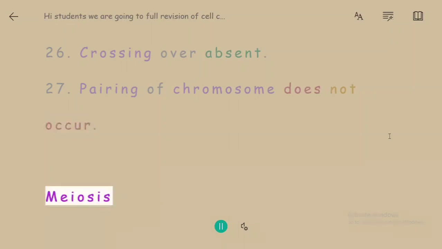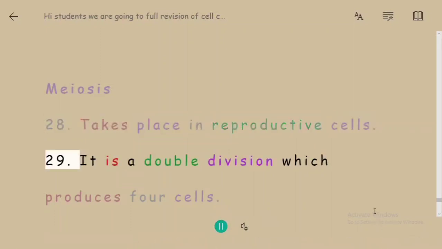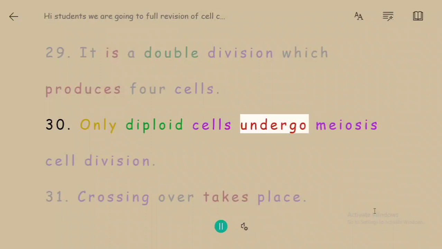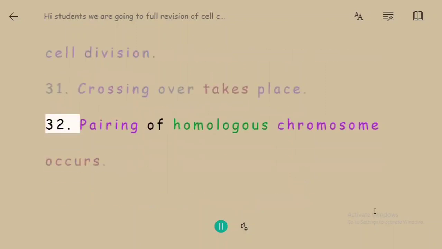Meiosis. 28. Takes place in reproductive cells. 29. It is a double division which produces 4 cells. 30. Only diploid cells undergo meiosis cell division. 31. Crossing over takes place. 32. Pairing of homologous chromosomes occurs.